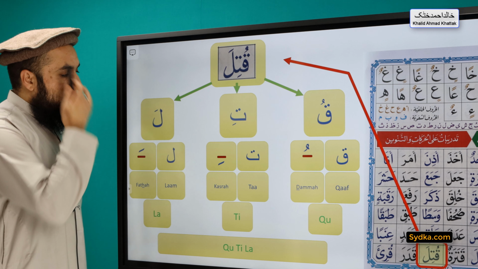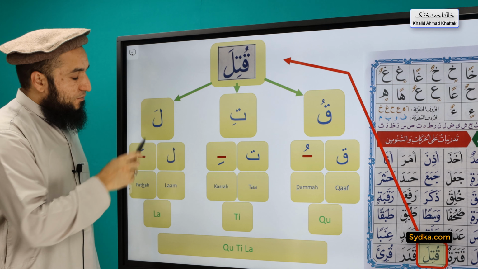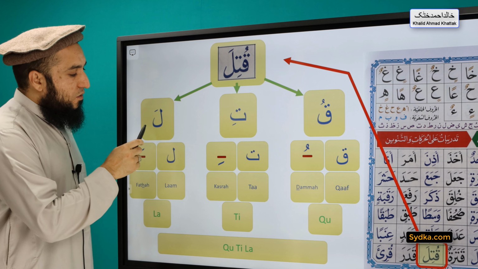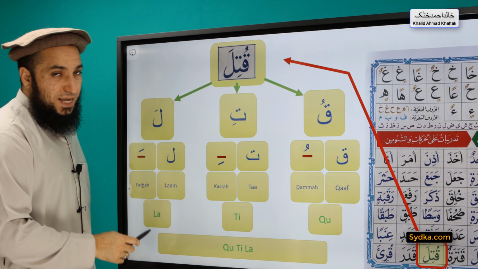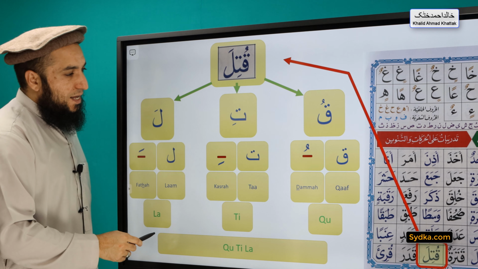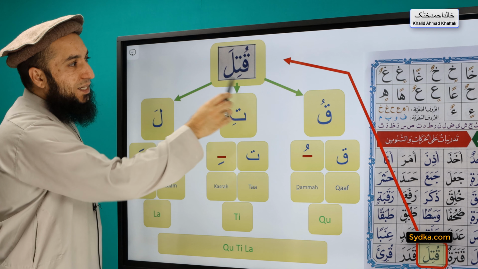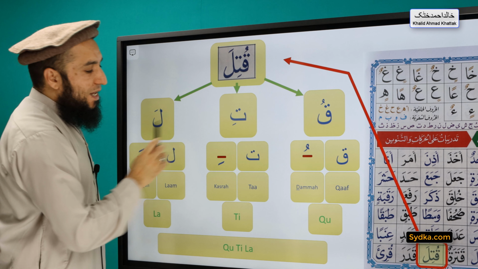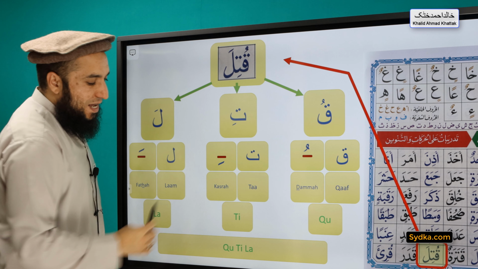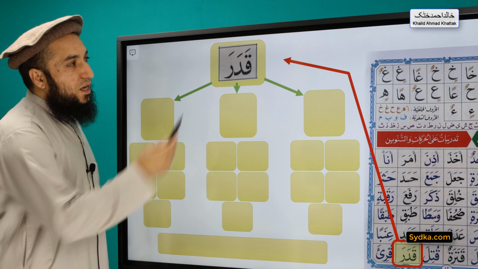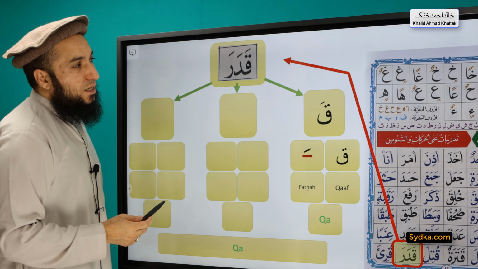The third syllable we have is lam fatha la. Lam is not silent, and we have fatha on it. Lam fatha la. So now we combine these 3 syllables, and we have qutila, qutila, qutila. So the next word we have is qadara, and it has 3 syllables.